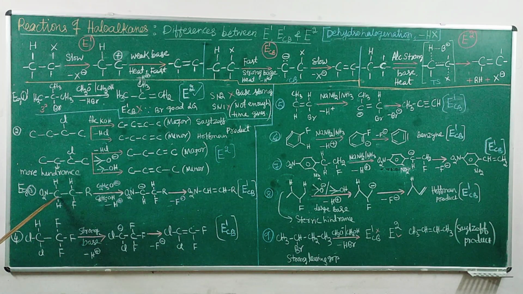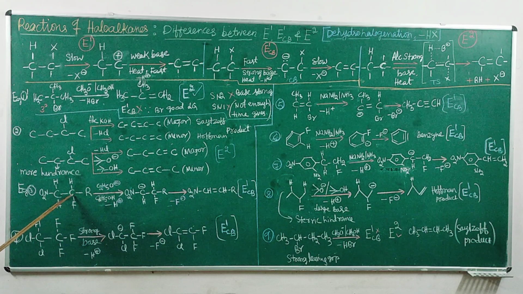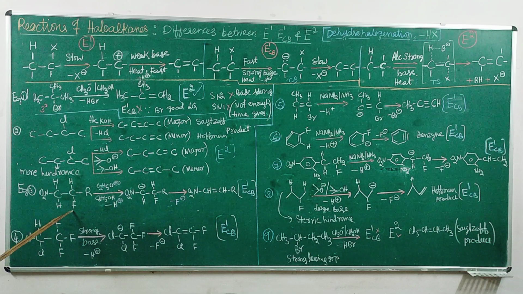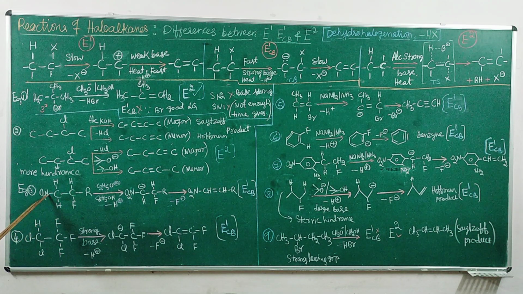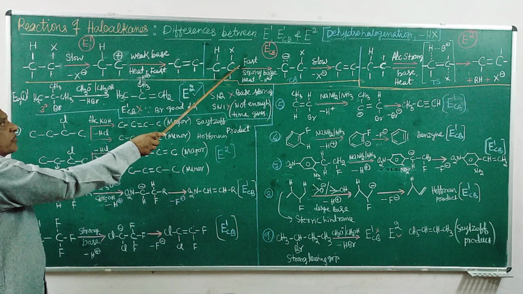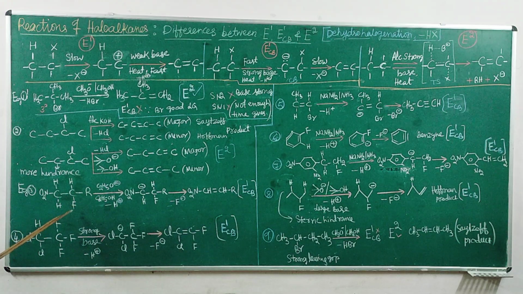Next example is this example. Look at this carbon, this is the alpha carbon. This is a beta carbon. This contains F, this contains hydrogen. Look at this, it is a poor leaving group. Look at this carbon, it has an electron withdrawing group, NO2, the nitro group. I told you these are the factors favoring this. Here is a poor leaving group, and this carbon contains an electron withdrawing group. So this is more acidic.